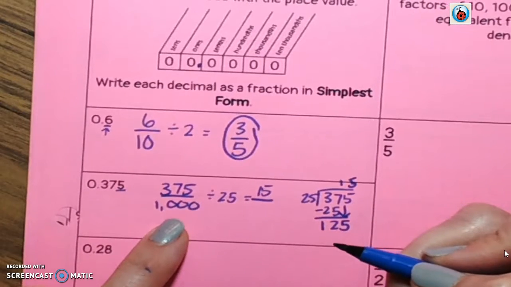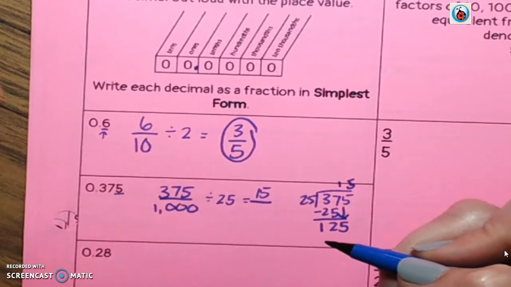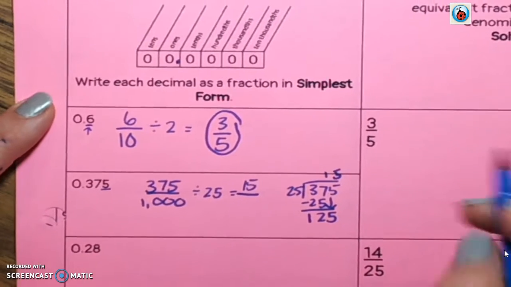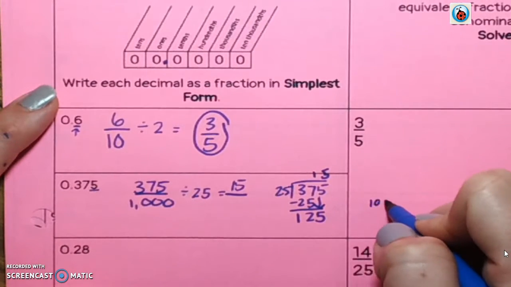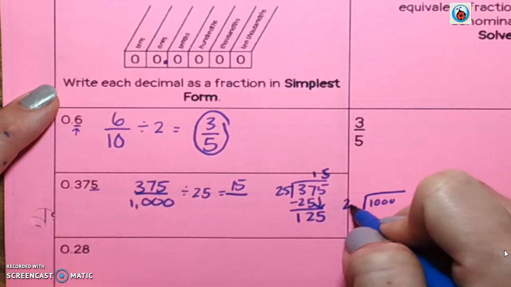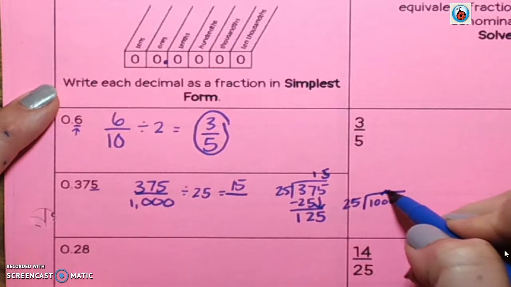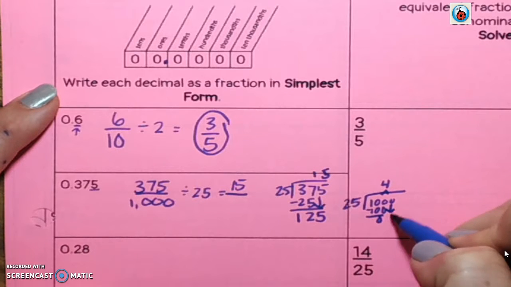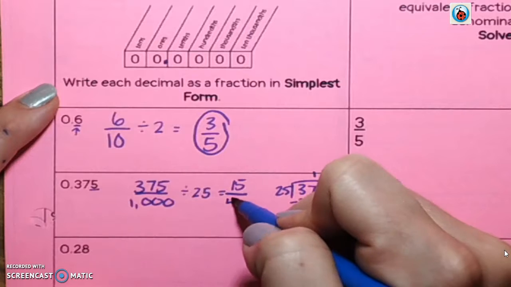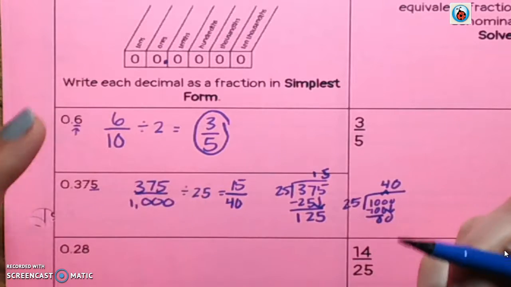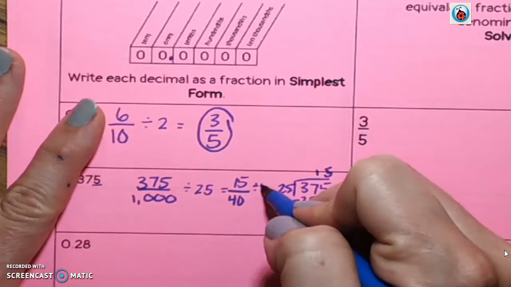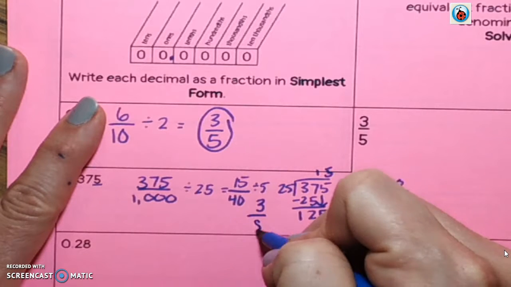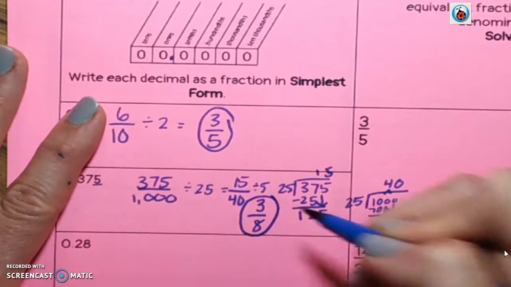And then we're going to have to figure out how many times that 25 goes into 1,000. So if you run out of room, you can work on a different piece of paper or just move over here real quick. So 1,000 divided by 25. I know 25 can go into 100 4 times because that is 100. So we get 40. But if we look at 15 and 40, we can still simplify by 5. 15 divided by 5 is 3. 40 divided by 5 is 8. So your answer is 3/8.